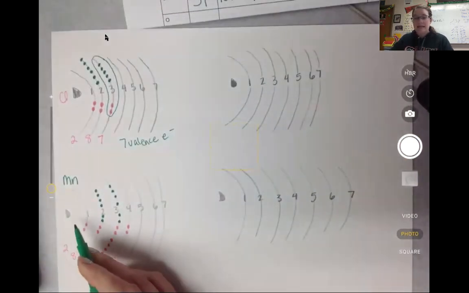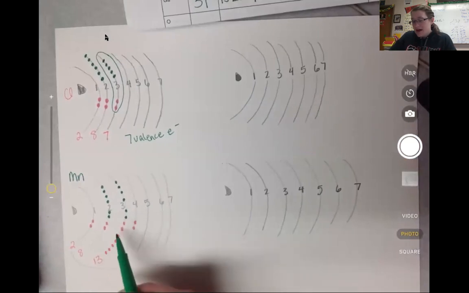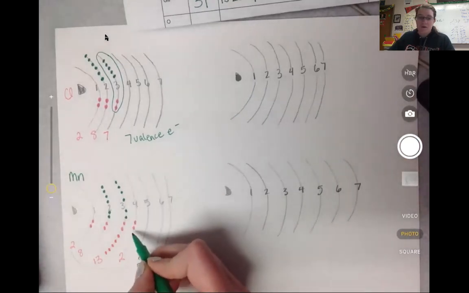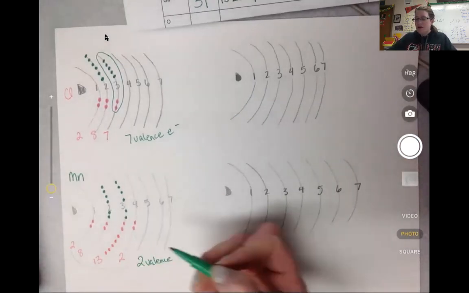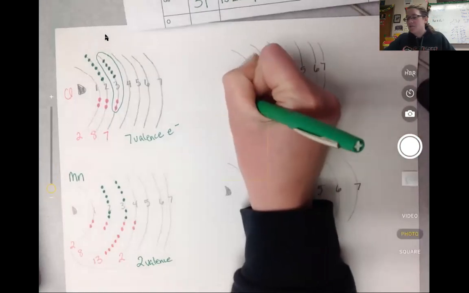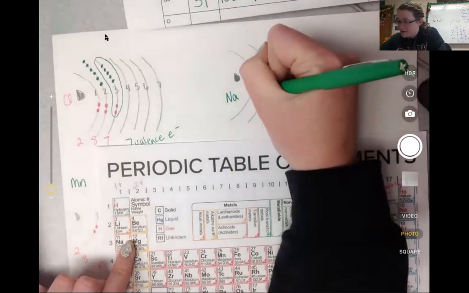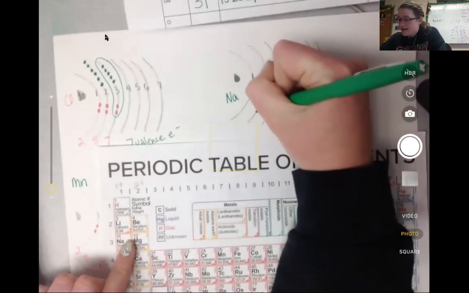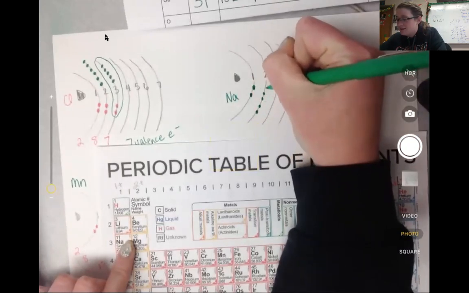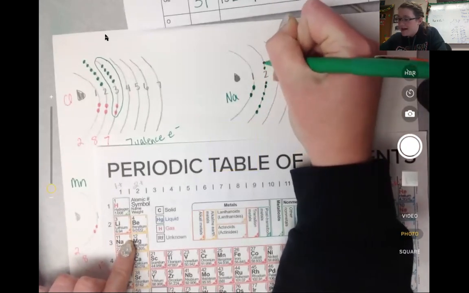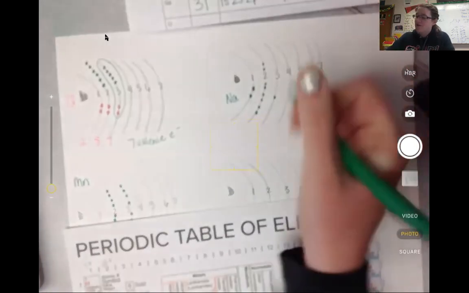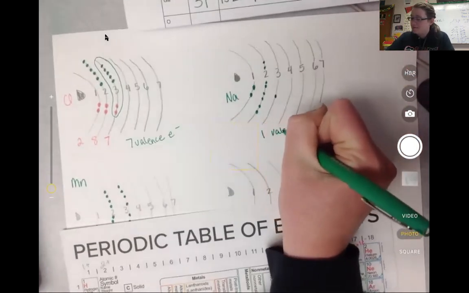Manganese here has 2 valence electrons because the highest energy level it fills is energy level 4, so it has 2. We could look at things like sodium, and we'll just use our periodic table. It says 2, 8, 1, so it has 2 electrons, and then it has 8, and then it has 1, and so it has 1 valence electron.